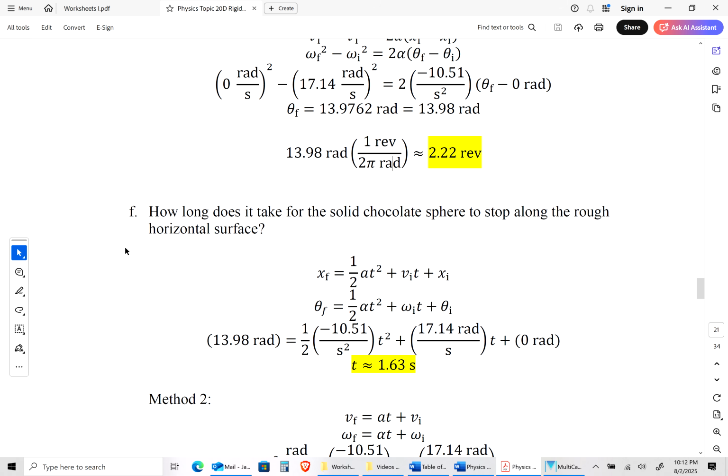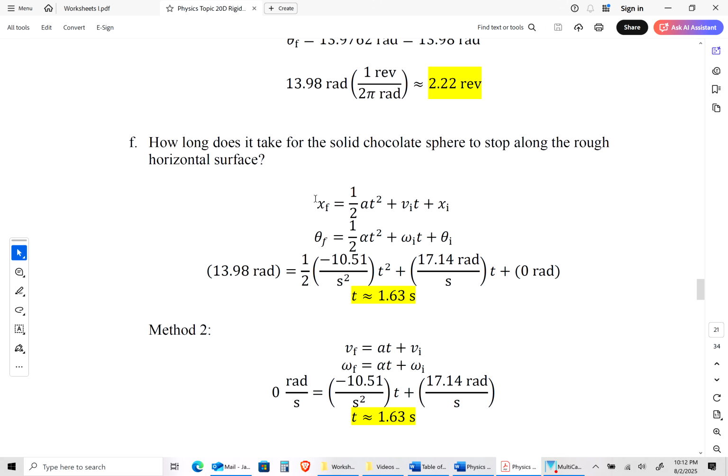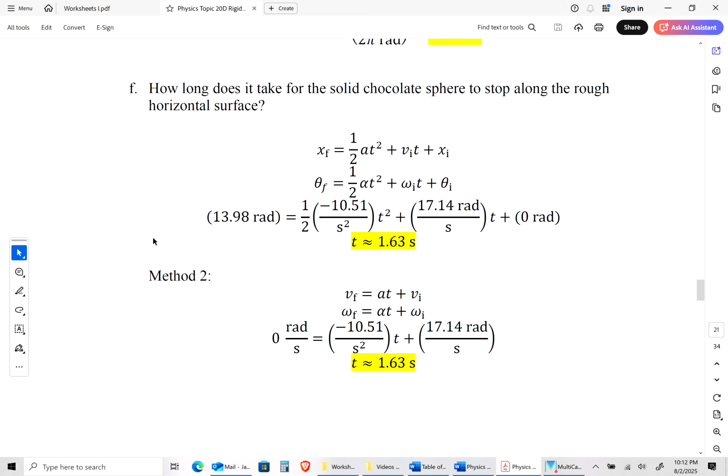Part F, how long does it take for the solid chocolate sphere to stop along the rough horizontal surface? Take the SUVAT equation, convert it to an angular motion equation, and solve for time. Or you could have taken this SUVAT equation, converted it to an angular motion equation to solve for time.